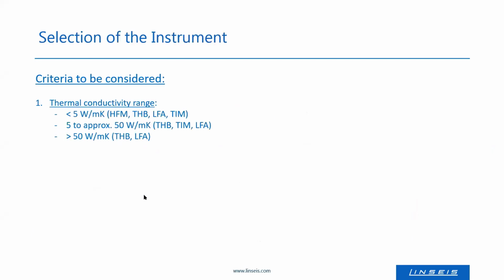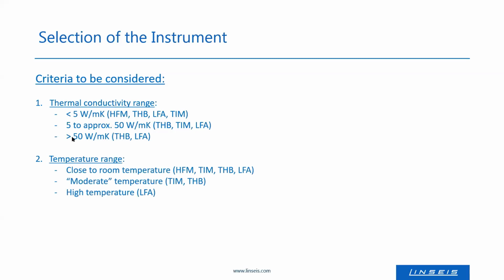So if you select an instrument for your specific application, you have to consider some criteria. The first criterion to consider is the thermal conductivity range you are interested in. I divided them in 3 groups: a low range, a mid range from 5 to 50 watt per meter Kelvin, and a high range. And depending on the range, you have to select your instrument. With the heat flow meter, you can't analyze highly conducting materials.